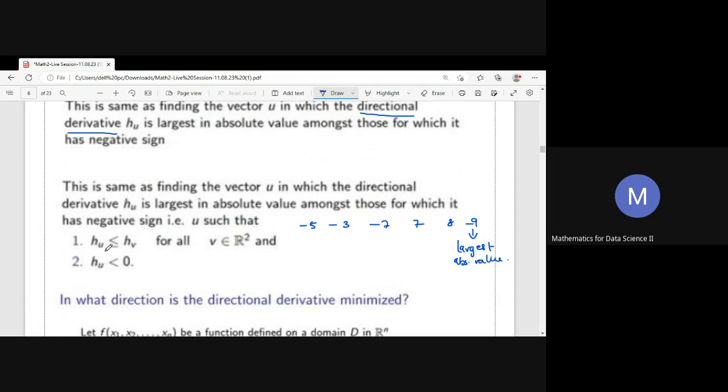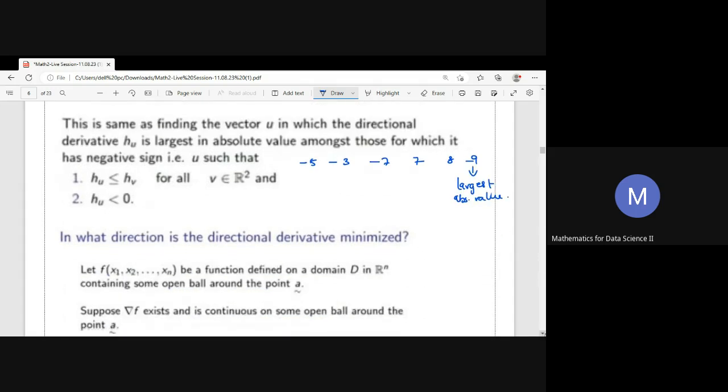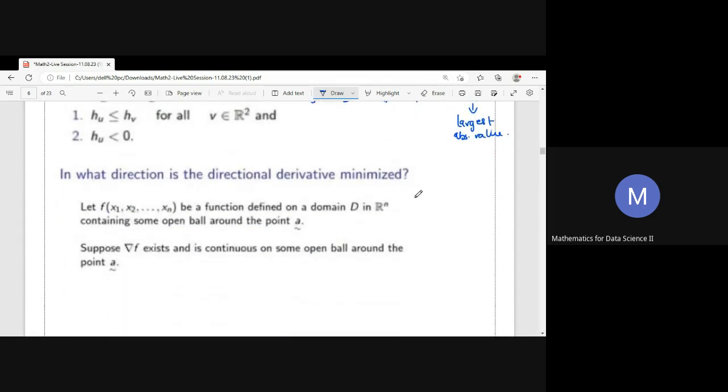Also, the directional derivative should be of negative sign. Only then is there water flow. Otherwise, if the slope is positive, the water does not flow. So you are considering the negative slope. Here they are considering the value for which the absolute value is largest, and also the sign of the directional derivative is negative. How is the problem exactly done? Let us see next. In what direction is the directional derivative minimized?